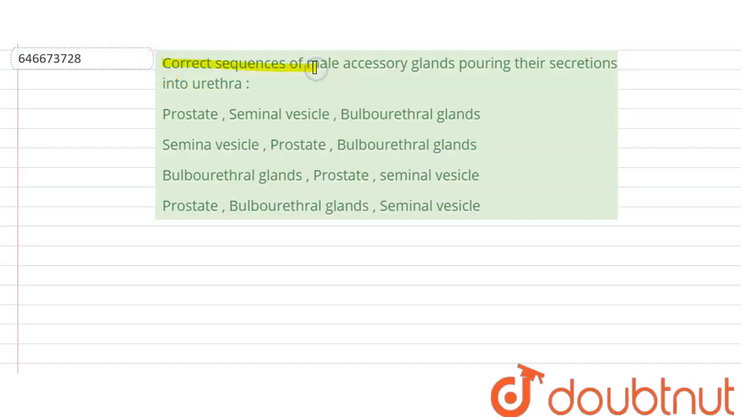Hello students, let's discuss this question. Correct sequences of male accessory glands pouring their secretions into urethra. So in this question, 4 options are given and we have to choose the correct sequence of male accessory gland on the basis of their maximum amount of secretions in urethra.